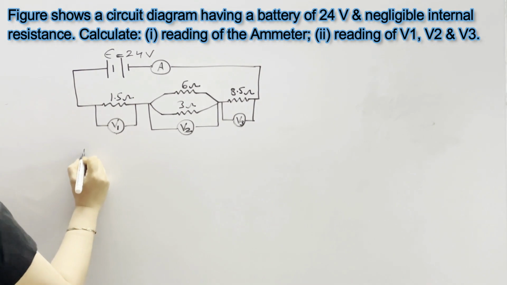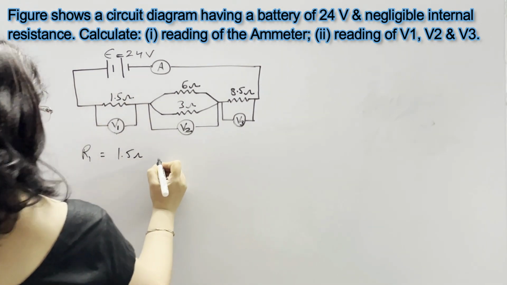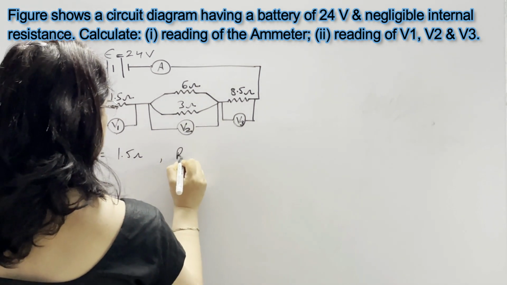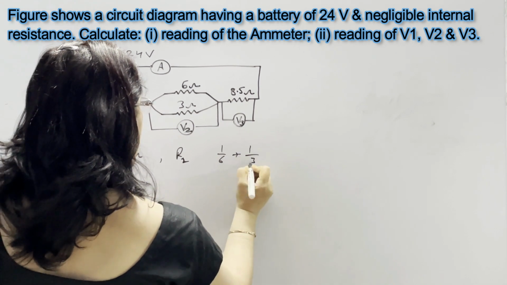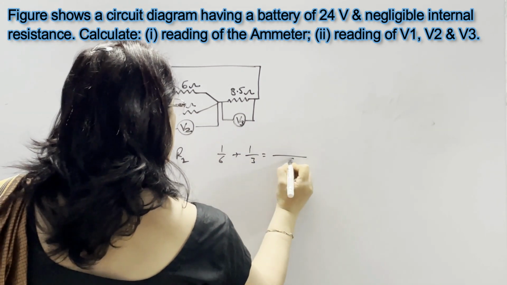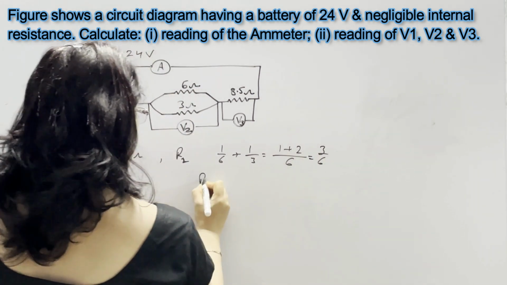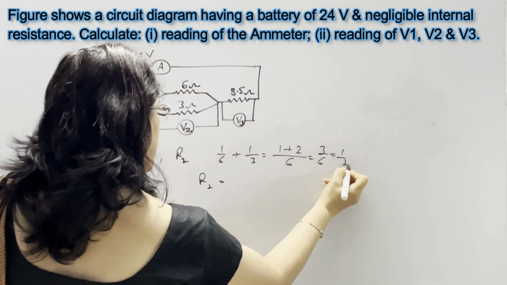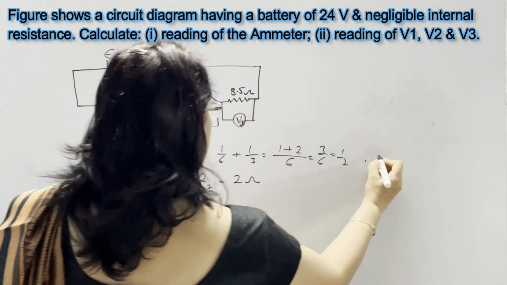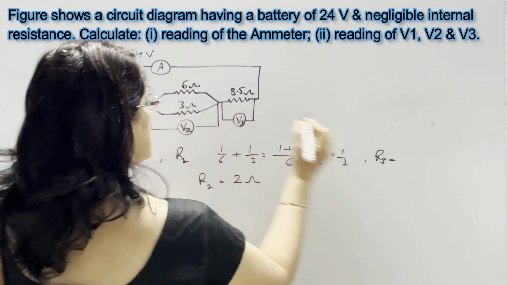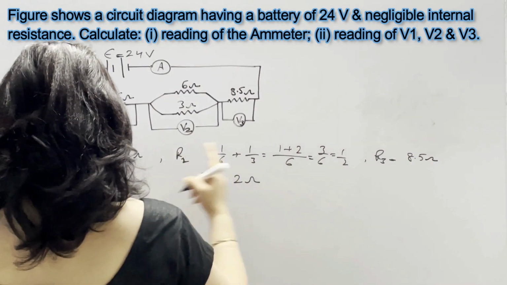So our first resistance R1 is equal to 1.5 ohm. R2 is the parallel combination. For calculation of R2, the parallel combination of 1 by 6 and 1 by 3: LCM is 6, then 1 plus 2, it means 3 upon 6. So R2 is equal to 1 upon 2, it means 2 ohm. Value of R2 is 2 ohm and next R3 is this resistance which is of value 8.5 ohm. These are the three resistances.